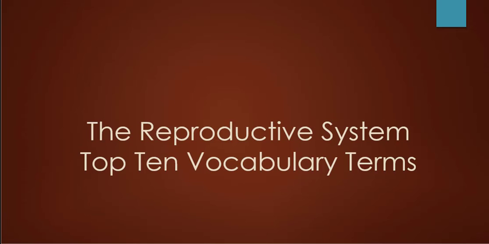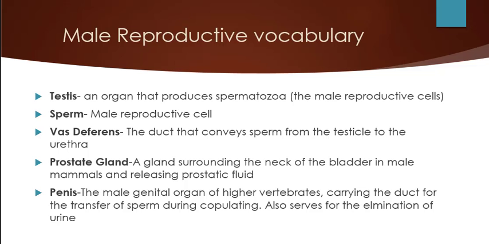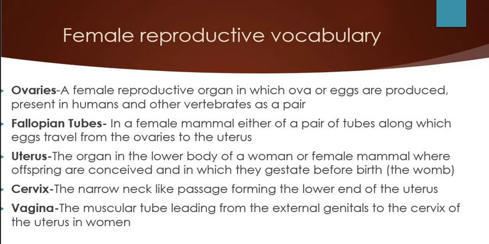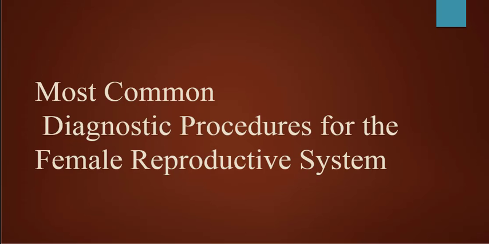The reproductive system's top 10 vocabulary terms. First, the male reproductive vocabulary. These consist of testes, sperm, vas deferens, the prostate gland, and the penis. Female reproductive vocabulary consists of ovaries, fallopian tubes, the uterus, cervix, and vagina.